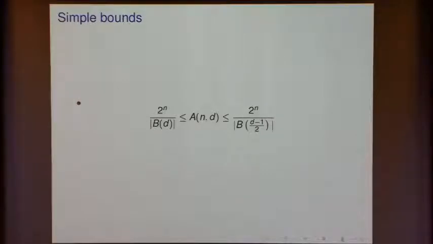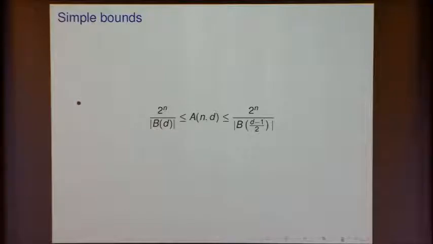So these are the simple, classical bounds on the size of the packing. The upper bound is just the volume argument, right? We want to pack disjointly balls of radius (d minus 1) over 2. B is a Hamming ball, this is the radius. So the best possible packing is at most the size of the space, divided by the size of the object we want to pack.